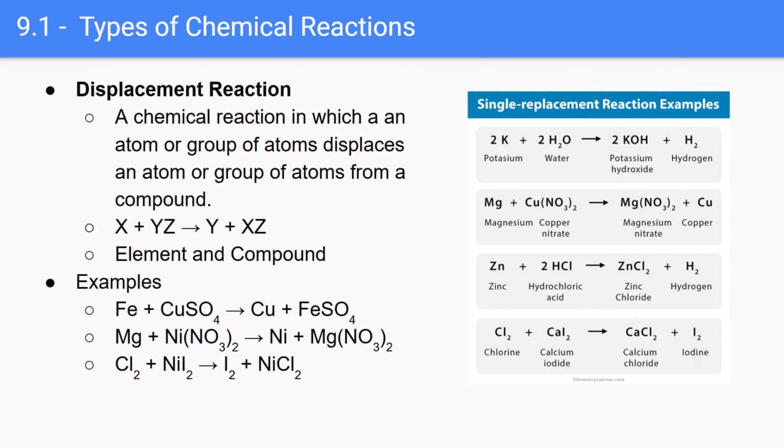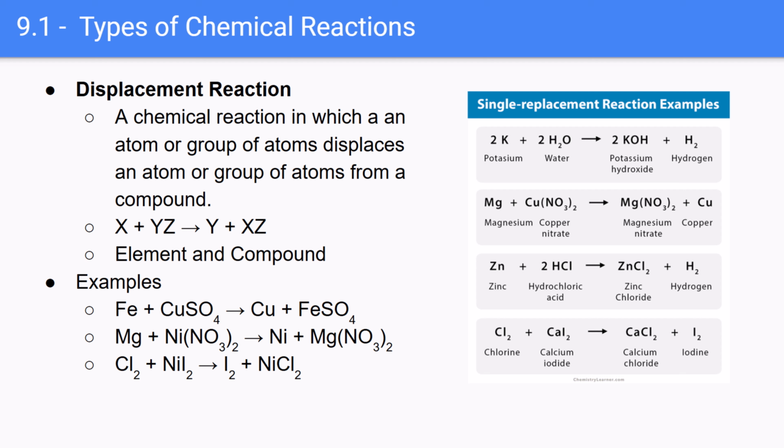A displacement reaction. This is a chemical reaction in which an atom or group of atoms displaces an atom or group of atoms from a compound. So notice here that this specific reaction starts off with an element plus a compound, and we get that on our product side. But what ends up happening is that the individual element that is on the left side ends up replacing one of the elements in the second compound in the chemical formula.